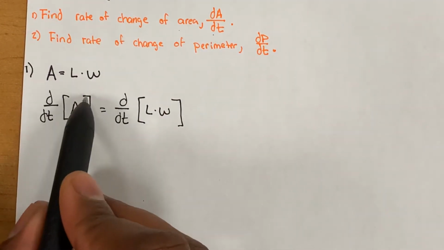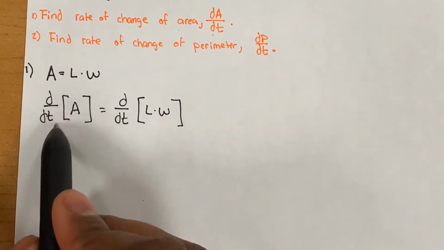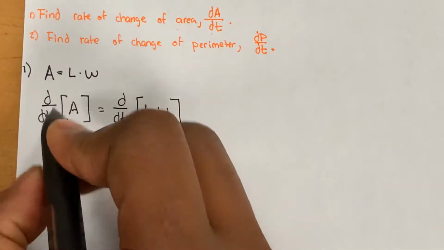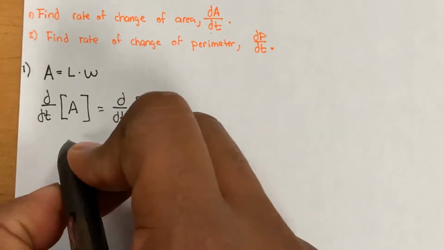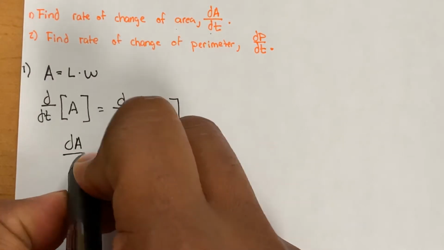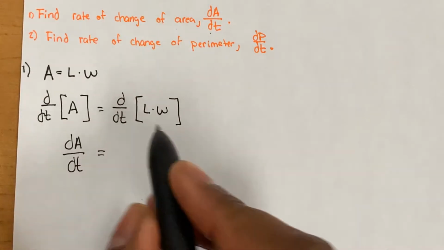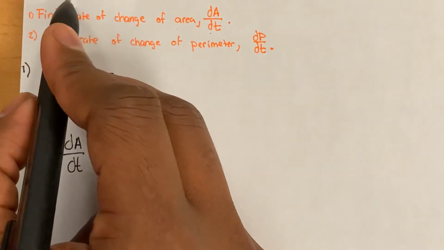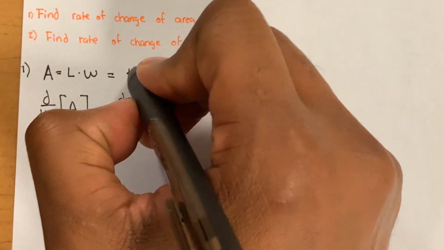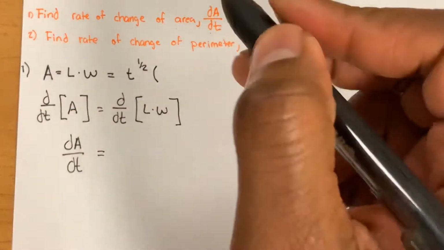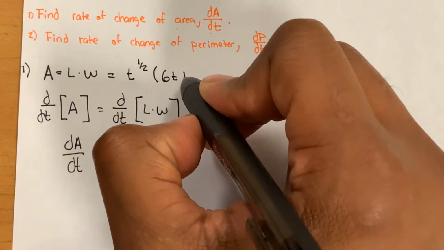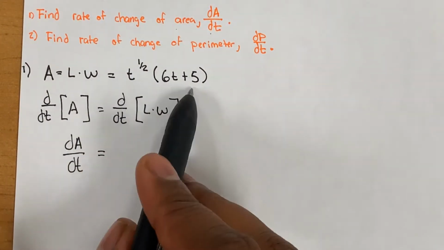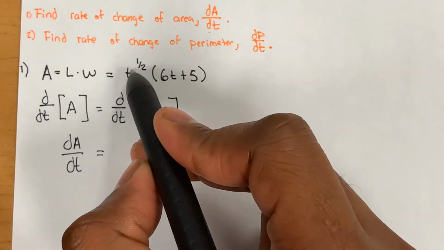Now, when I do this in class, I like to just put a bracket here and put it around the entire equation just to save having to write this twice. So on the left side, the derivative of area with respect to time is just dA over dt. And since the area is length times width, we can rewrite this as t to the 1/2 times 6t plus 5.